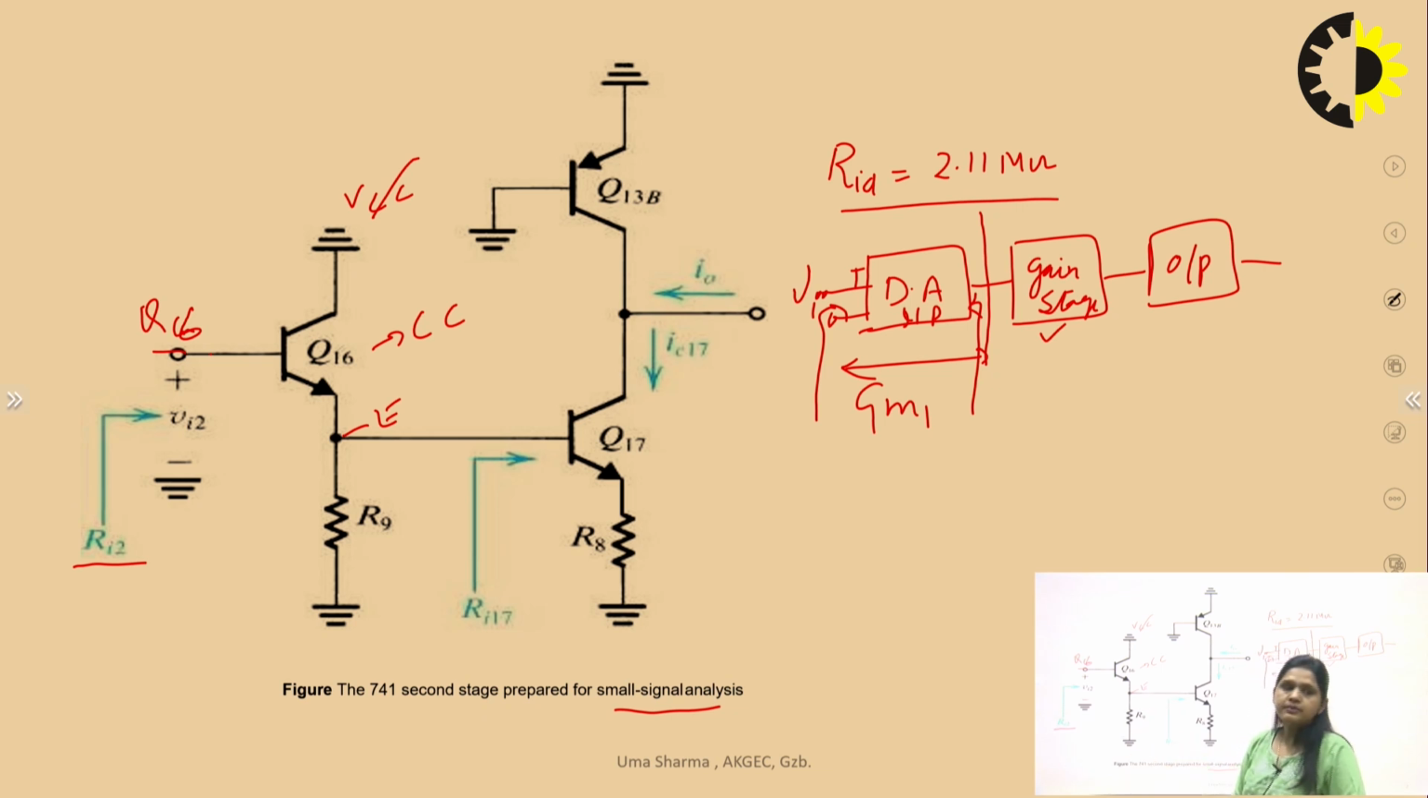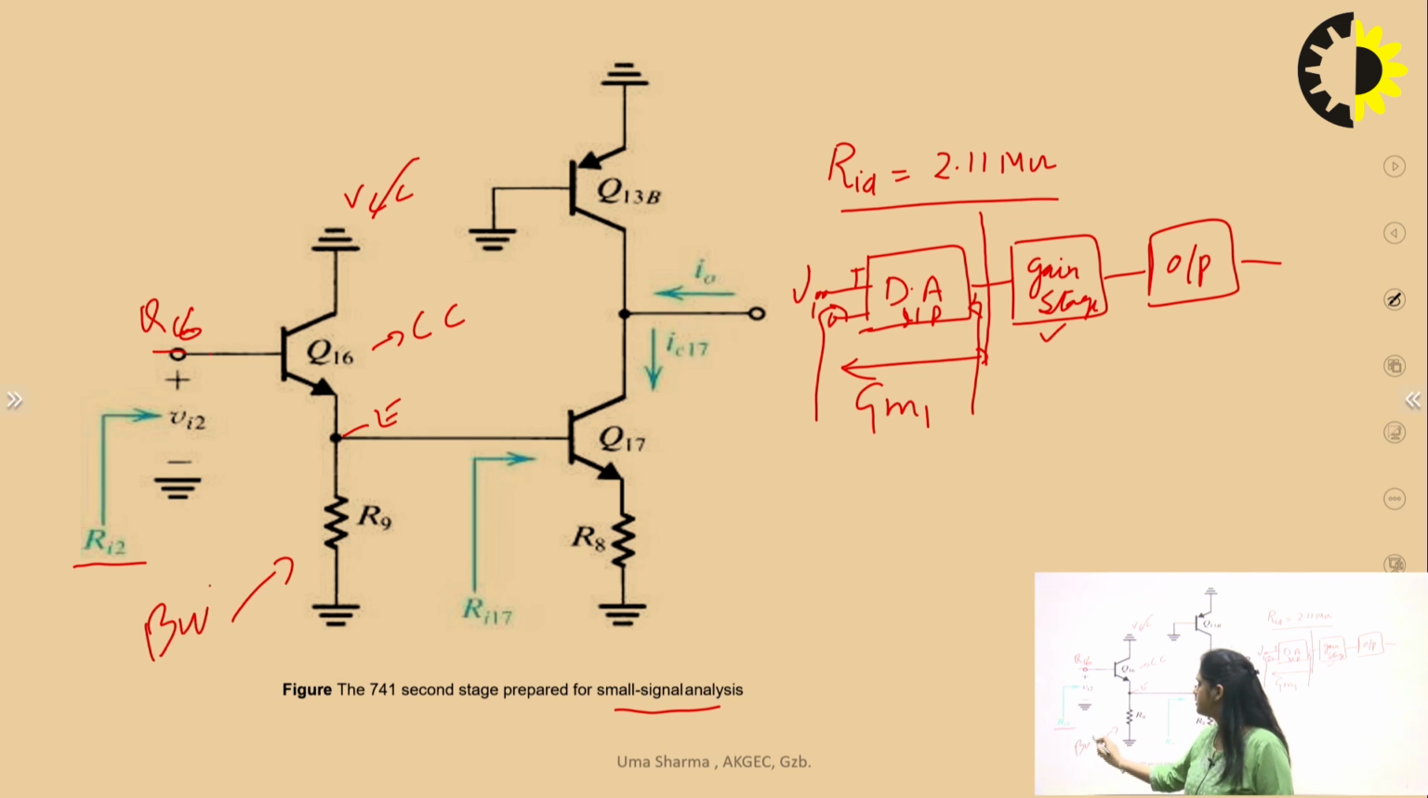And you know the application of common collector. Basically this configuration can be used as a buffer or for impedance matching. This can be used for impedance matching and can be named as a buffer circuit.